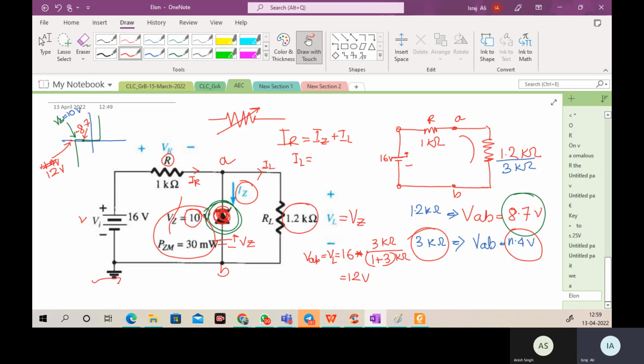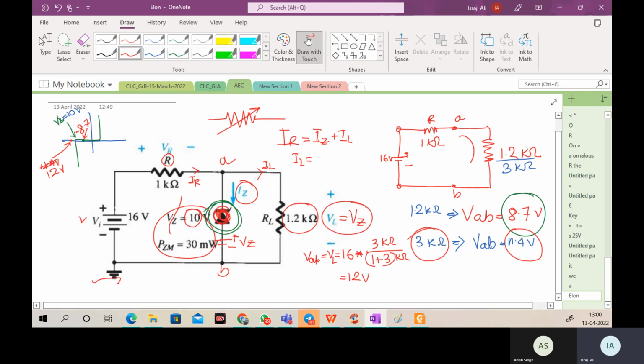So what is the procedure? First, we need to remove the diode, analyze the circuit, and find out the voltage so that the desired zener will be there. So this AB is the voltage across the zener we are expecting. So this is the zener voltage. That's why we are writing VL is equal to VZ. Is that point clear?